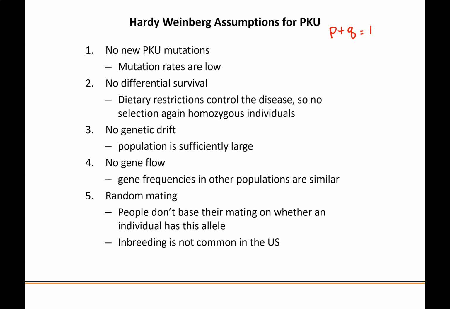And then we can assume that there is random mating because people are not basing their mating choice on whether an individual is susceptible to PKU. I highly doubt that that is on any of your lists for choosing a mate. And then we can also assume that because inbreeding is not common in the United States, we are not getting preferential mating within family lines. So because of all this, we can assume that the PKU allele is not under evolutionary pressures of any sort. The population is not changing, and therefore the PKU allele is in Hardy-Weinberg equilibrium.